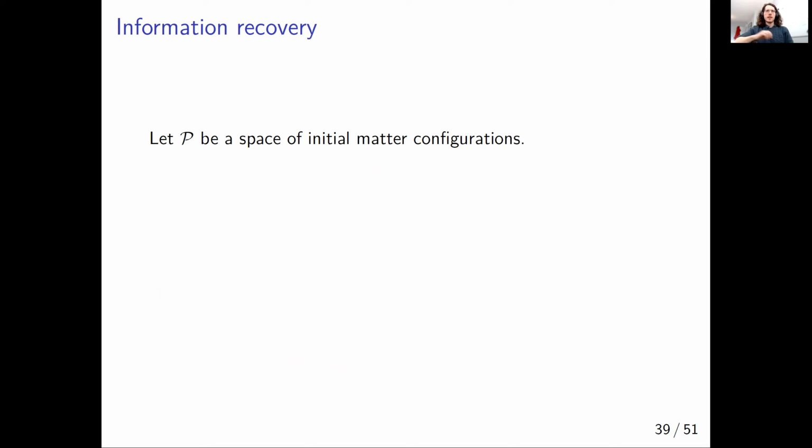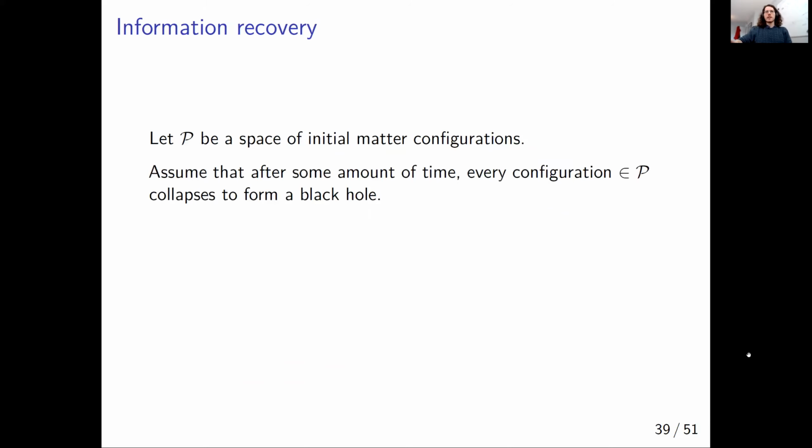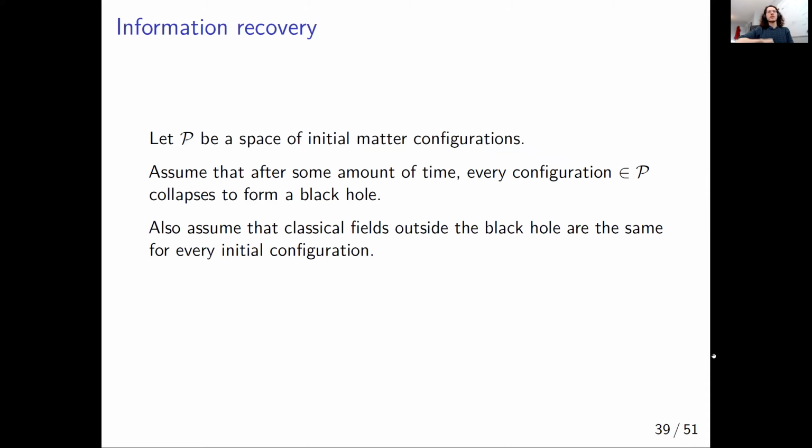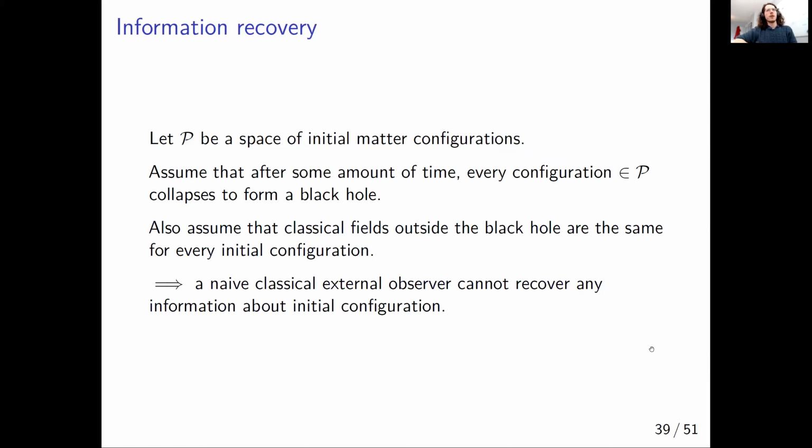So suppose we have a space P of possible initial matter configurations, and we'll assume that each configuration eventually collapses to form a black hole. Moreover, we'll assume that the classical fields outside of the black hole are the same for each initial configuration. So this means that a naive classical observer who can just measure the classical fields in the exterior won't be able to recover any information about the initial configuration.